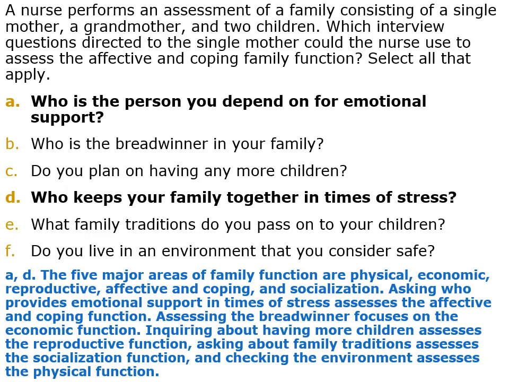All right, so you should have selected who is the person you depend on for emotional support and who keeps your family together in times of stress. Major areas of family function are physical, economic, reproductive, affective, and coping, also socialization. Asking who helps provide emotional support in times of stress assesses the effective and coping function. Assessing the breadwinner focuses on economic. Inquiring about having more children talks about reproductive. Asking about family traditions assesses the socialization function. And checking the environment assesses the physical function.